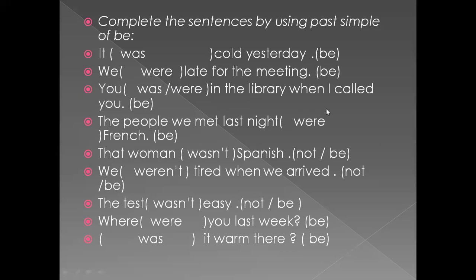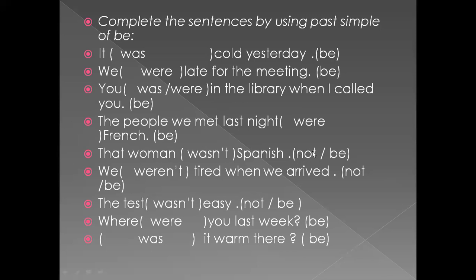Why do we use were here? Because the people is a plural noun, and we use were with the people. That woman, which is singular, woman, not women, grade 7, a singular subject, wasn't Spanish. Why do we put wasn't here in the sentence? Because we have be and not.